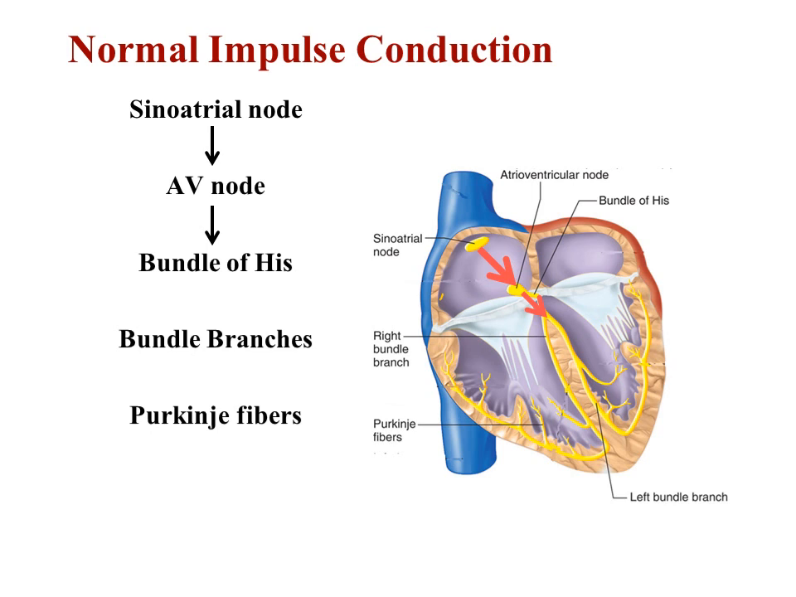Then the impulse will move to the bundle of His, then to the bundle branches, then to the Purkinje fibers. The Purkinje fibers spread the impulses to all parts of the ventricles simultaneously.